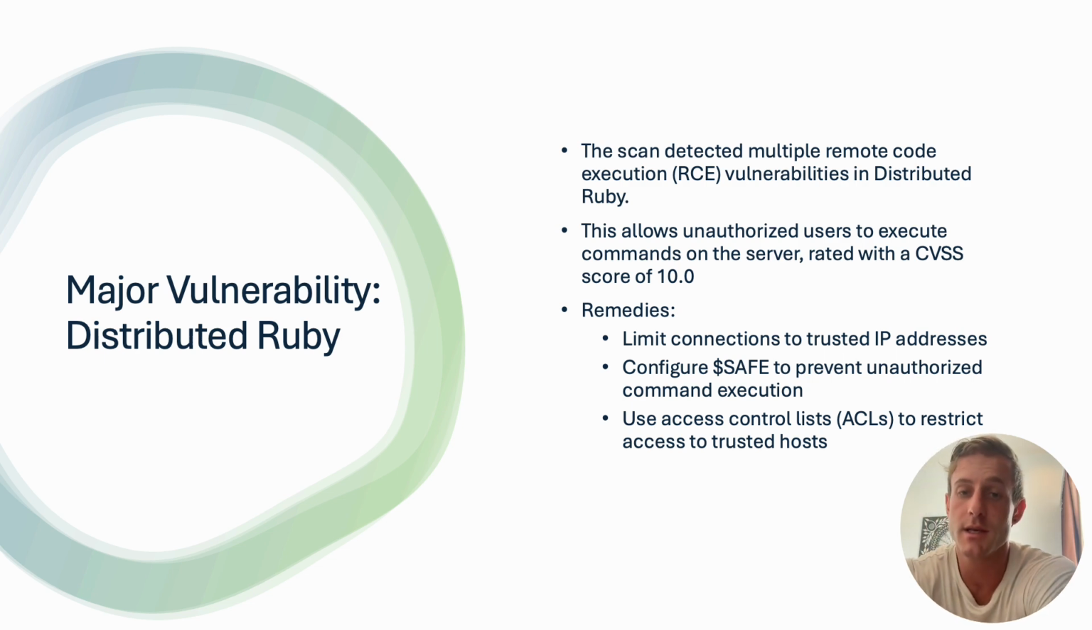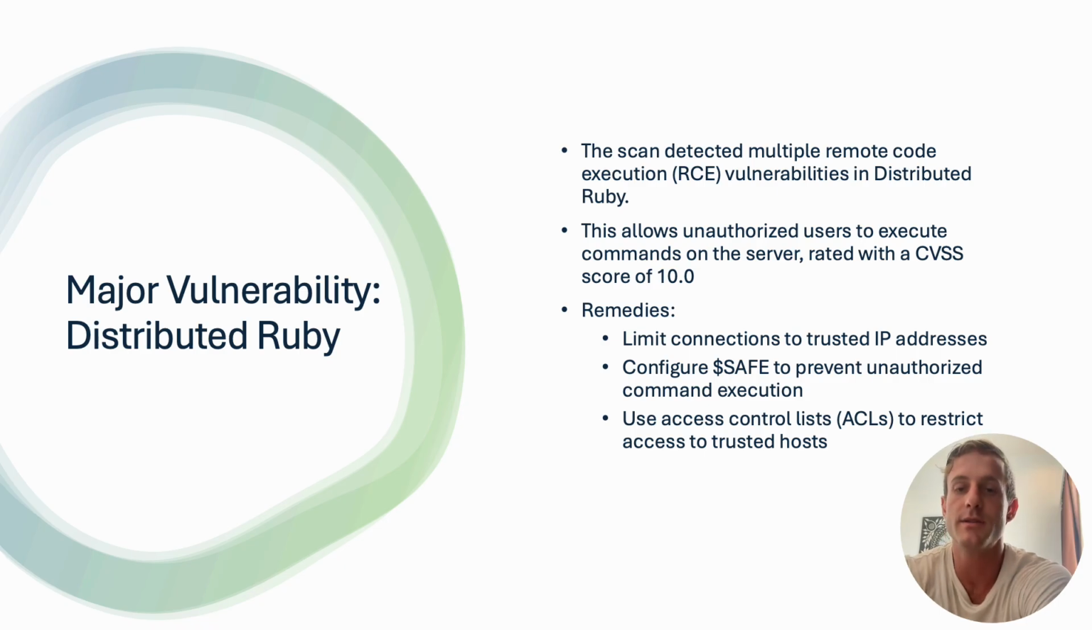So some of the remedies to fix this: we should limit connections to just trusted IP addresses that are known already. We can configure $SAFE to prevent unauthorized command executions. This gives a specified level of certain commands. So you can set it to level 1 or level 2, and only those commands are allowed to be used. No other commands besides these can be used, based on what level you set it to. So that makes sense to put in place.